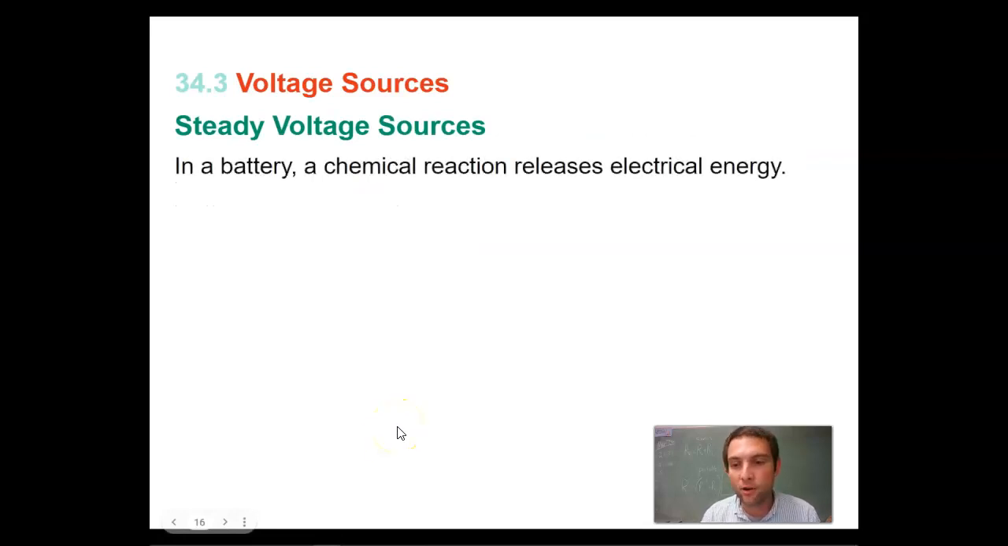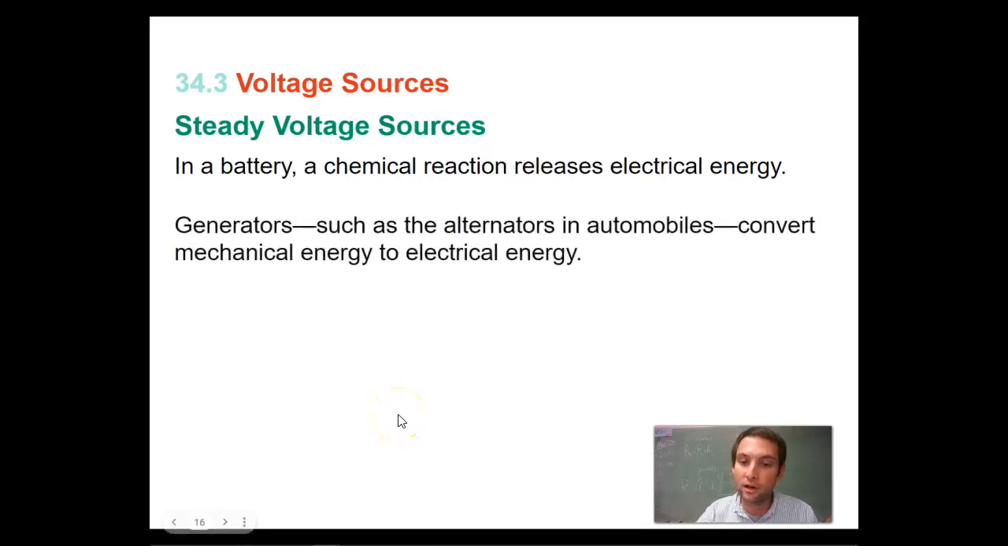In a battery, a chemical reaction releases the electrical energy. Generators, like the alternators in cars, or maybe your family has a generator for when the power goes out, convert mechanical energy to electrical energy. With the hand crank generators, that's exactly what's happening. You're turning the magnet inside, the magnetic field, and that turning of the magnetic field that you're doing with the mechanical energy of your arm gets converted to electrical energy.